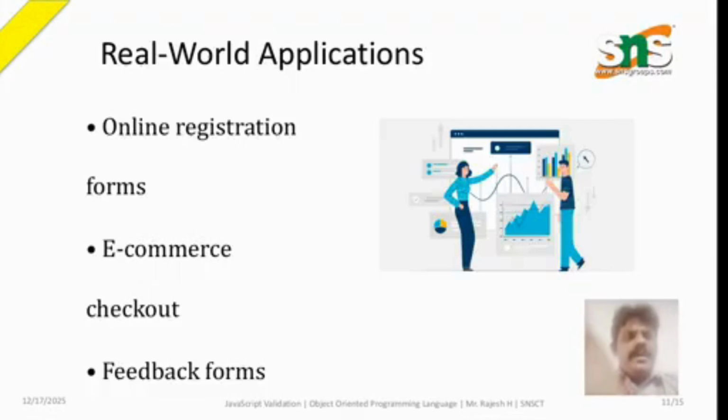The next thing is real-world applications, where you will find online registration. Most online registration forms on websites involve a validation process. In e-commerce checkout, when you finish your online shopping, the checkout process is also a validation. And after filling the form, the feedback you provide with 5-star ratings or reviews is also a kind of validation.